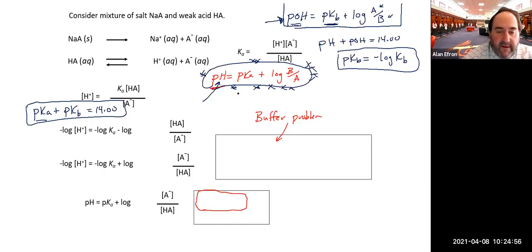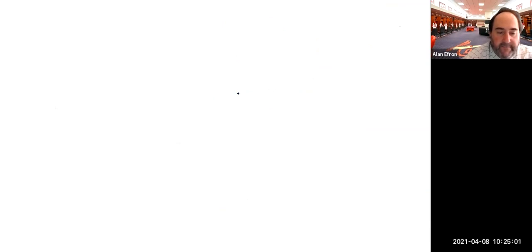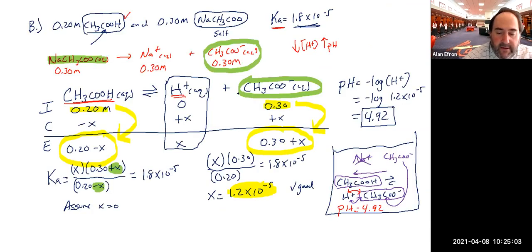Again, just to verify what we saw when we did the last calculation, there it is right there. We ended up with 4.92. So this demonstrates two things.